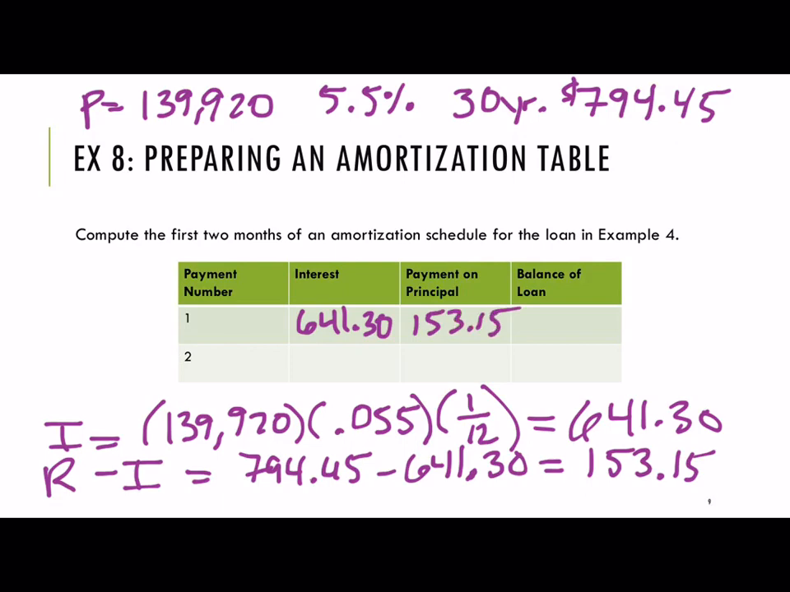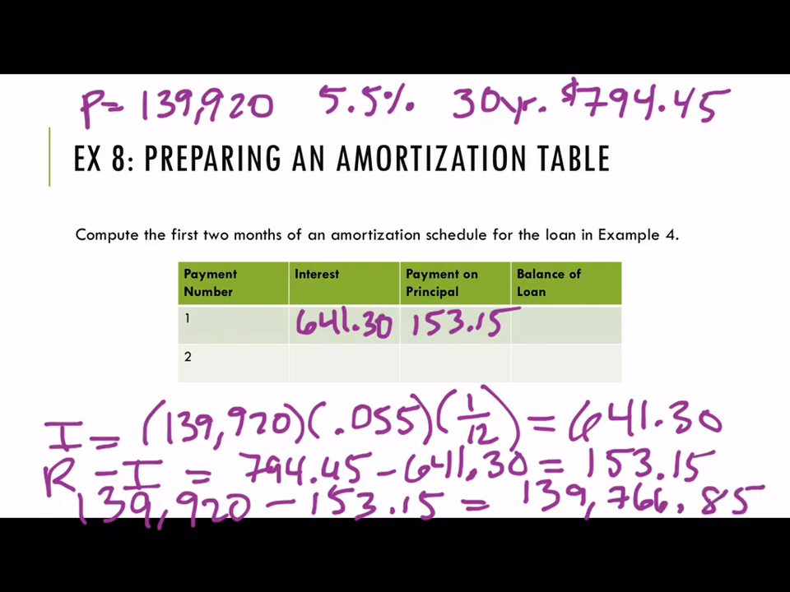Okay, and then the last column, to find the balance of the loan, we're going to take the current balance, which at this point is just the principal. We haven't paid anything yet. This is the first payment. So take that principal and subtract the payment on principal, so that's the number from the previous column, $153.15, and then that gives the new balance of the loan, and that turns out to be $139,766.85.